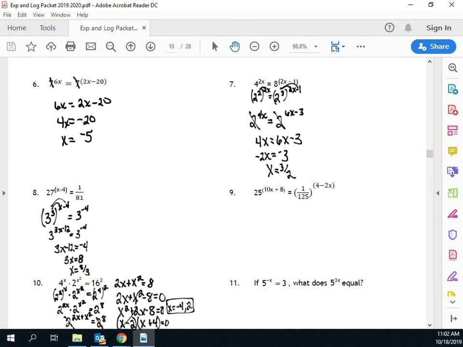Last one. If 5 to the negative x is equal to 3, what does 5 to the 3x equal? Well, to set this up, if 5 to the negative x, let's figure out this equation here. Do we have them as like bases? Yeah. So we can do this, correct?